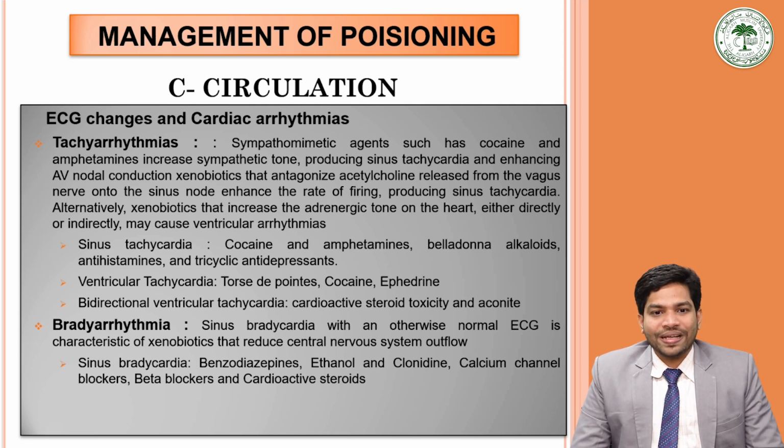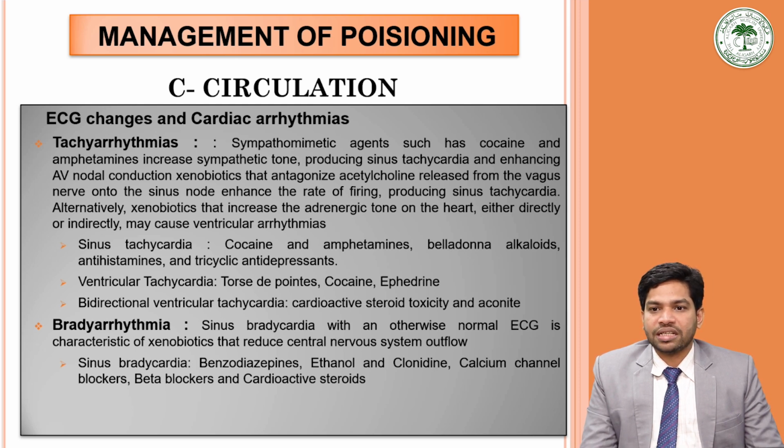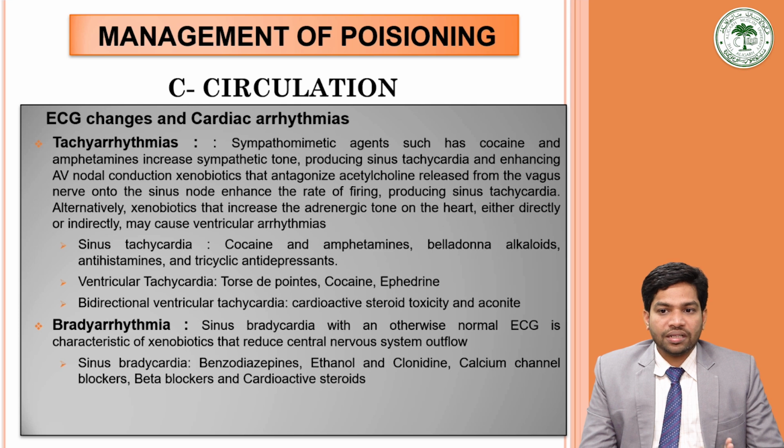Tachyarrhythmias are produced by the sympathomimetic agents and anticholinergic agents. Sympathomimetic agents such as cocaine and amphetamines cause an increase in the sympathetic tone, producing sinus tachycardia and enhancing AV nodal conduction. Sinus tachycardia may be the first manifestation of exposure to the sympathomimetic agents. However, other supraventricular or ventricular dysrhythmias may develop if an abnormal rhythm is generated in another part of the heart.